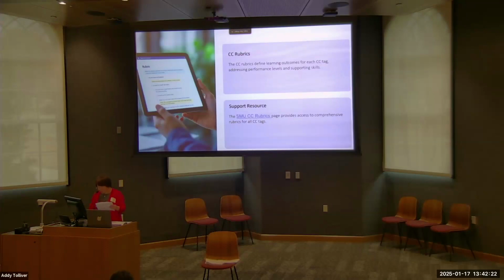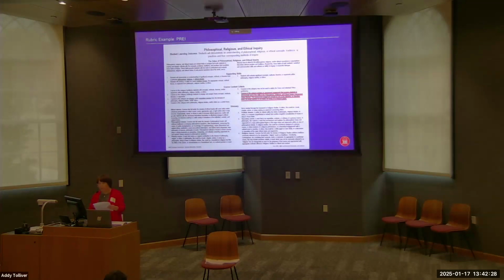So use the resources as you design your course and assessment. So the rubric looks like this. I just pulled one of the example rubrics, but they're all in the same format, 18 of them. You're always going to see the student learning outcome and then the value statement, why we want to assess this student learning, and then the supporting skills that we are assessing.